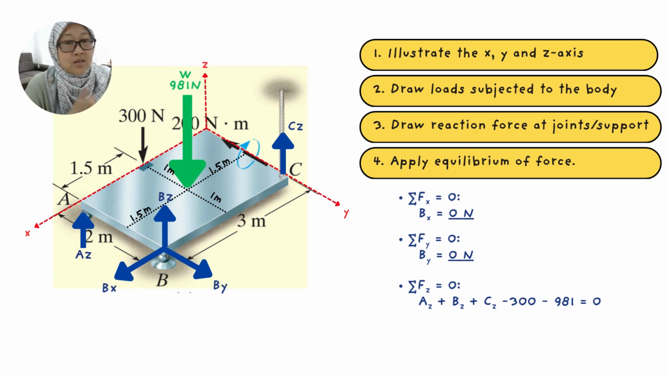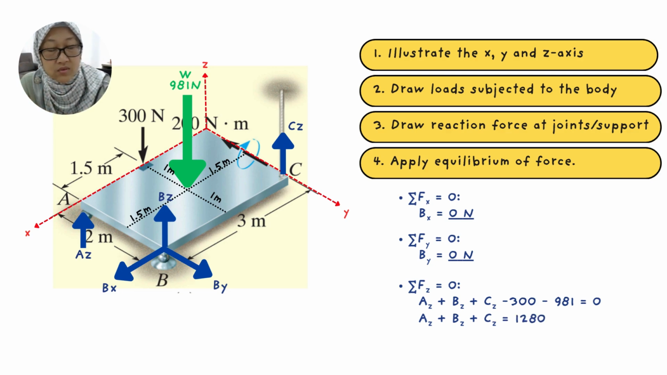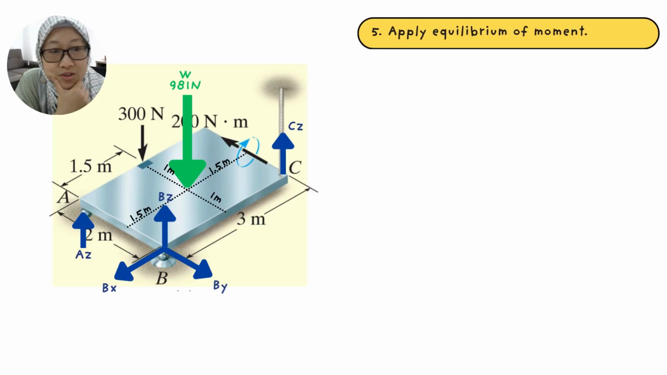It's good practice to put all the unknowns on one side of the equation. So Az, Bz, and Cz, put on the left side of the equation, and the known values you transfer to the other side of the equation. Since we cannot solve this particular equation yet, we move on. Let's just name this equation number 1. Now let us move on to the next strategy.